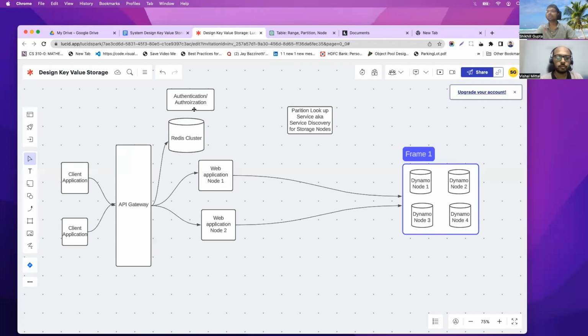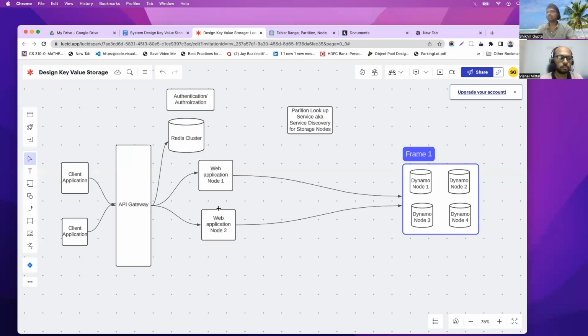So authentication and authorization should be there, right? During onboarding, they can register to my service, and using that, I would assign them some client ID or secret key or API key that they can use for every successive operation call. And okay, so the Redis cluster is for accessing the frequently accessed keys.